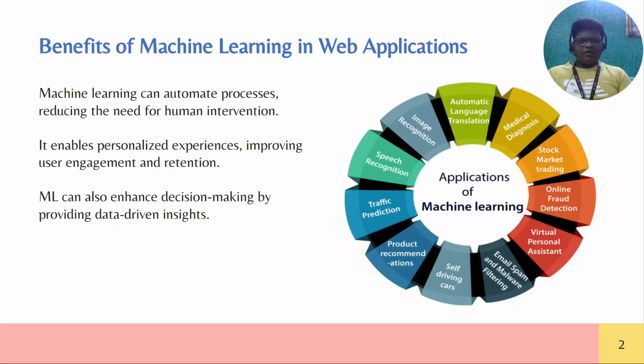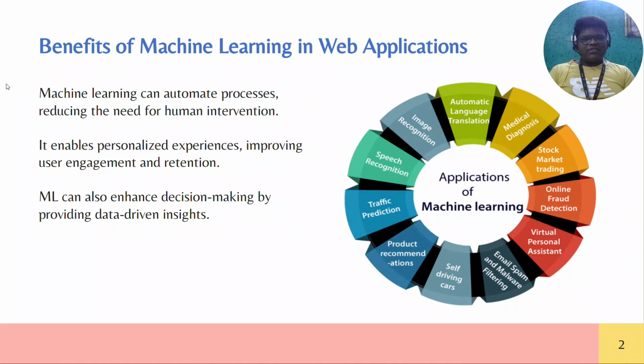Benefits of machine learning in web applications. Machine learning can automate processes, reducing the need for human intervention. It enables personalized experiences, improving user engagement and retention. ML can also enhance decision making by providing data-driven insights.